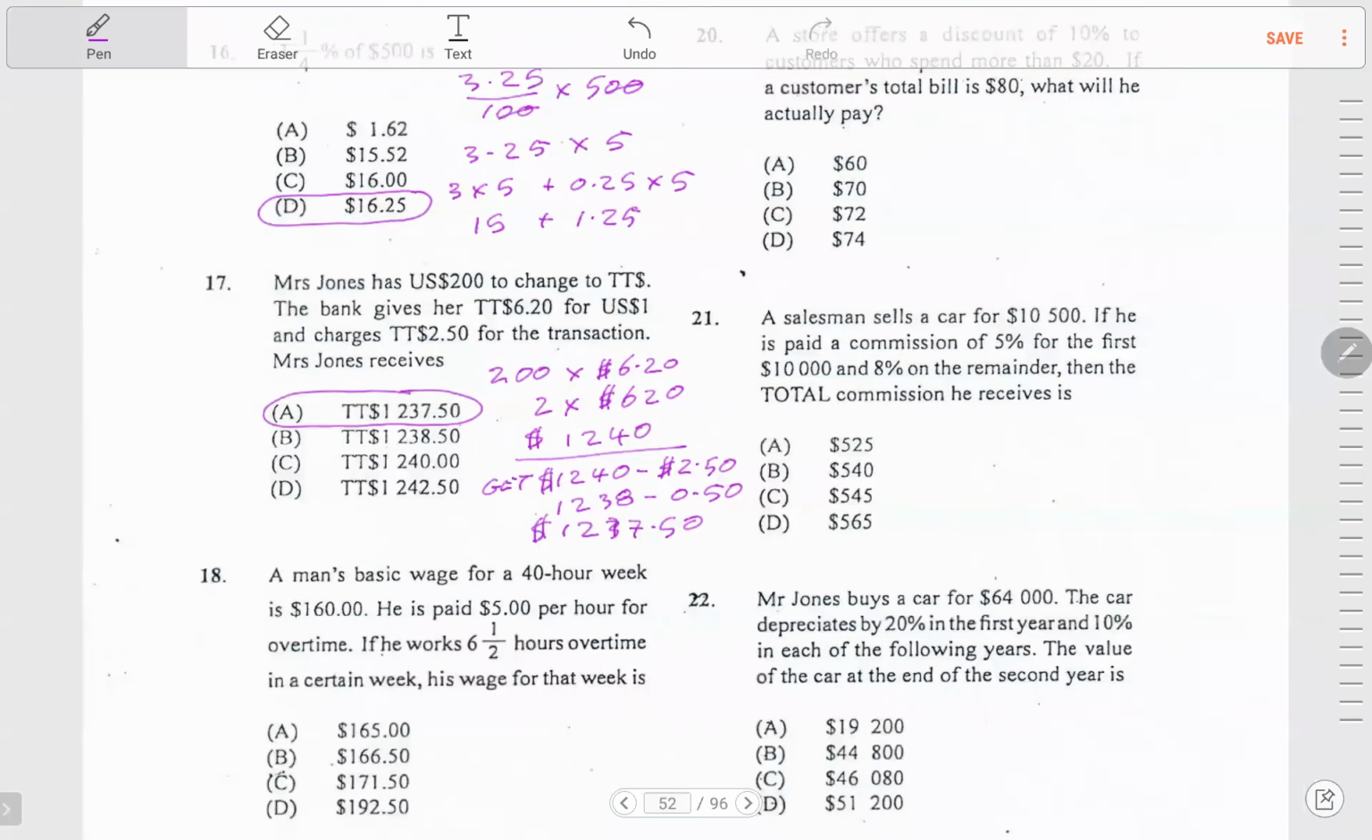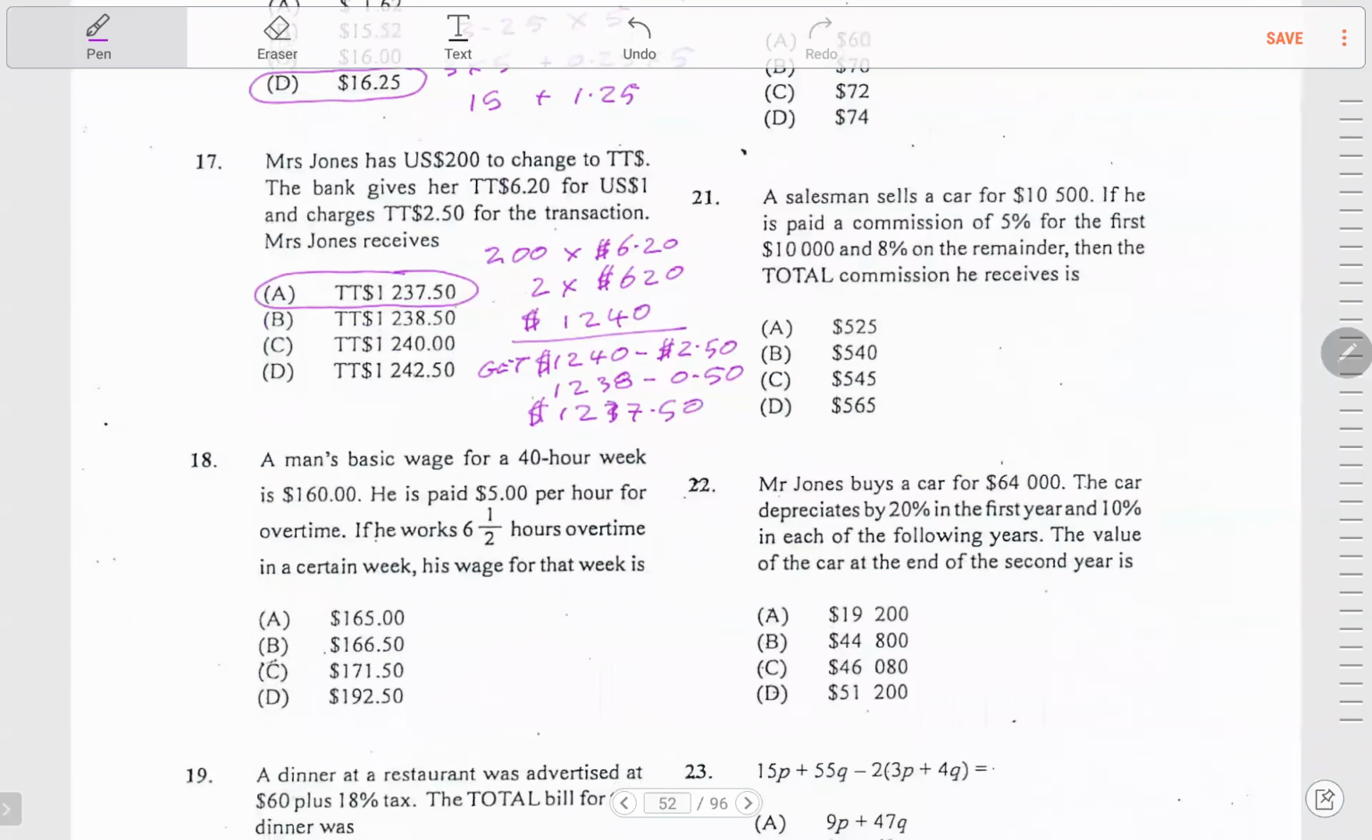All right, I think we did this question earlier. $160 plus the overtime of 6.5 times $5. That's what we did. The 160 basic pay plus the overtime pay comes to 192.50. We did this question earlier, so let's move on.